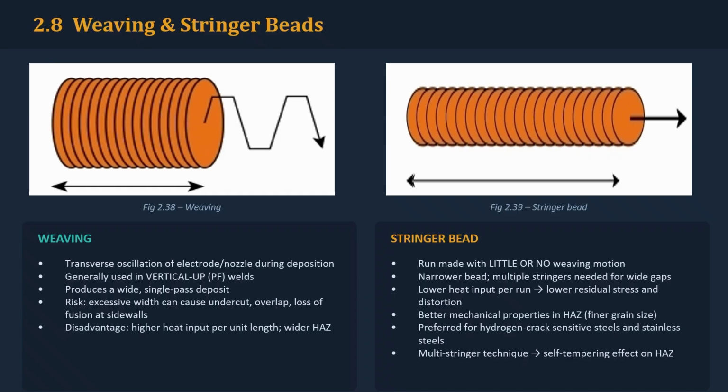From an inspection perspective, the welding technique should not be judged independently of the qualified welding procedure. The WPS may specify limits on weave width, interpass temperature, heat input, travel speed and other variables. Therefore, if the procedure requires stringer beads, a welder should not simply substitute a broad weaving technique because it appears faster. The correct technique is the one permitted by the qualified procedure and suitable for the material and joint.